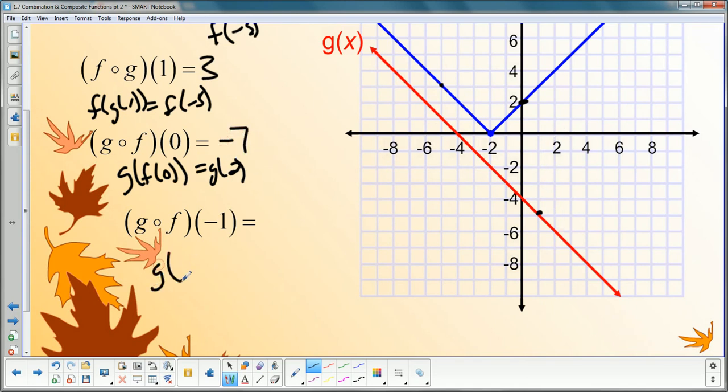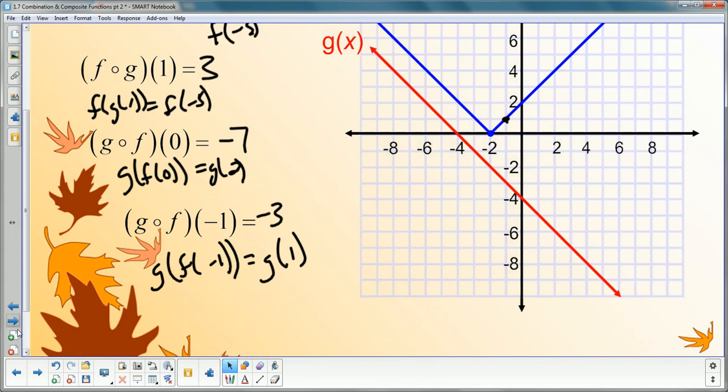Okay, again, last one here, f of negative 1. So I'm going to go to where x is negative 1. Get rid of all those other pieces first. Where x is negative 1, f of x is going to be at 1. So I'm saying what is g of 1? And g of 1 is negative 3. Okay, so it's really important that we pay attention to the order of our functions.